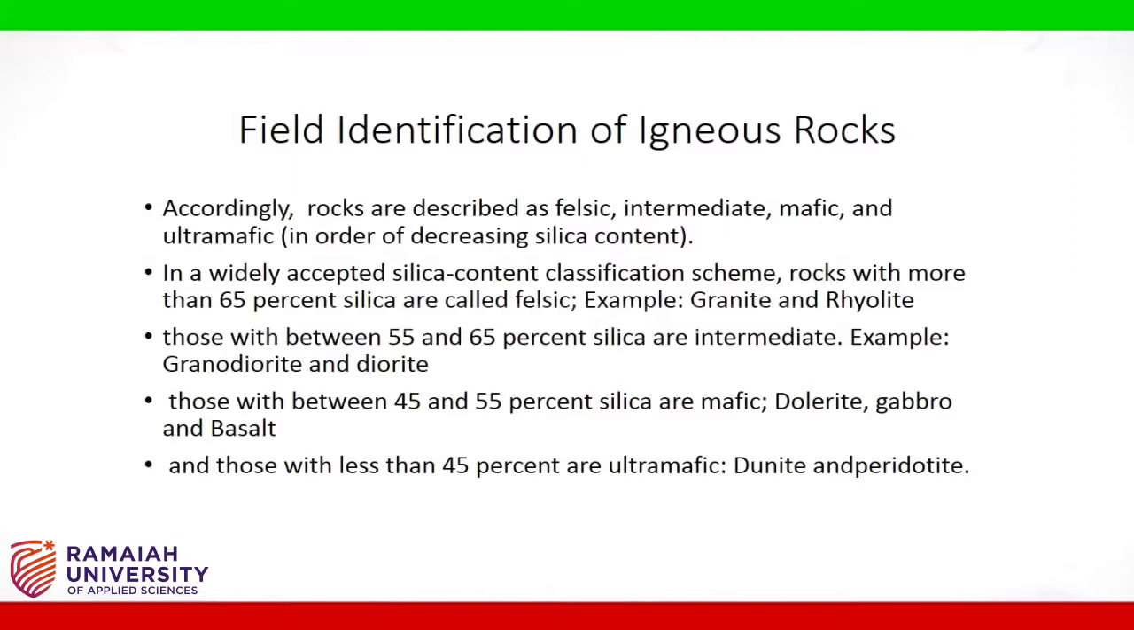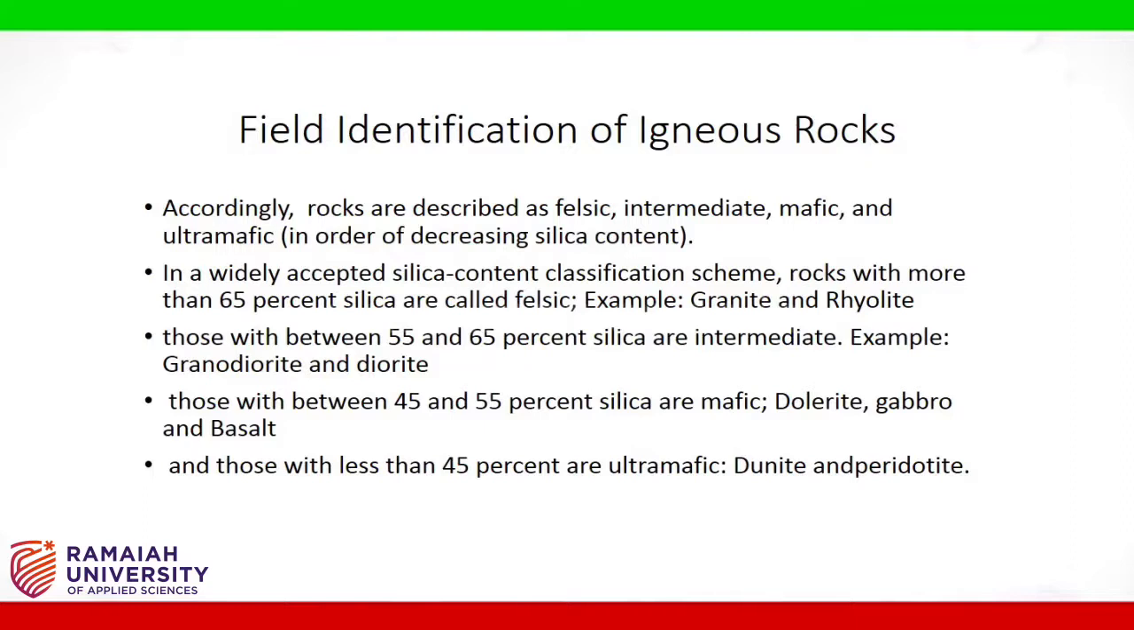In a widely accepted silica content classification scheme, rocks with more than 65% silica are called felsic. Examples, granite and rhyolite. Those with between 55 and 65% silica are intermediate. Examples, granodiorite and diorite. Those with between 45 and 55% silica are mafic. Examples, dolerite, gabbro and basalt. And those with less than 45% are ultra-mafic.